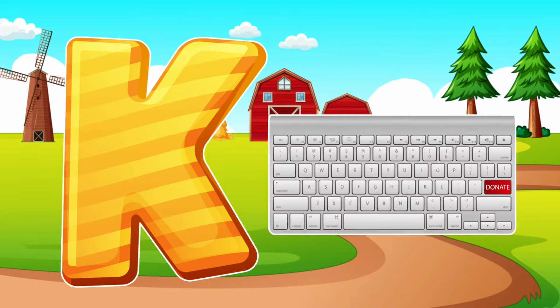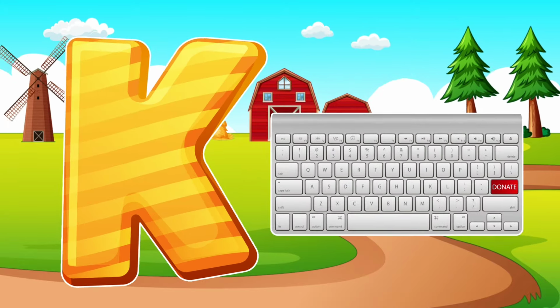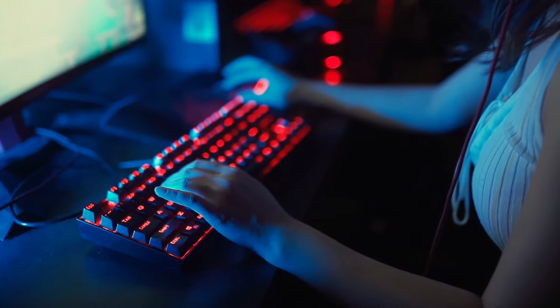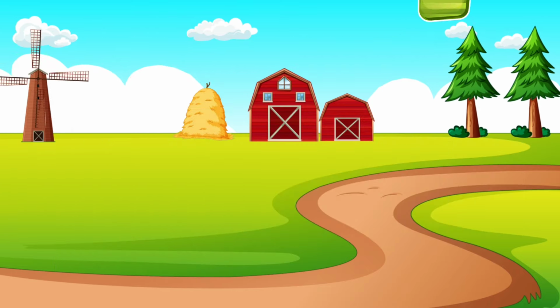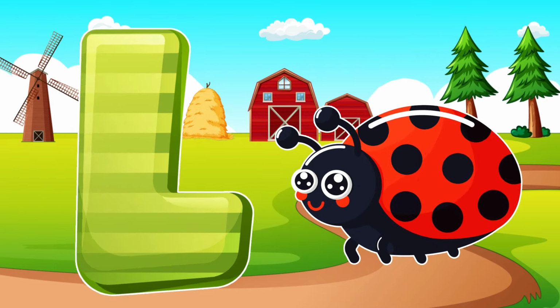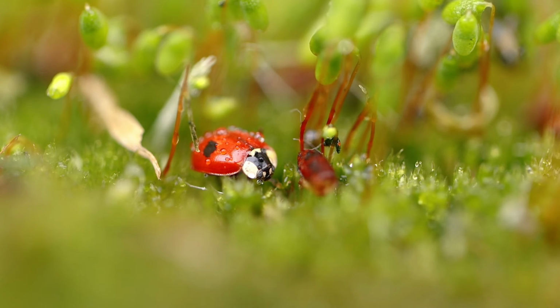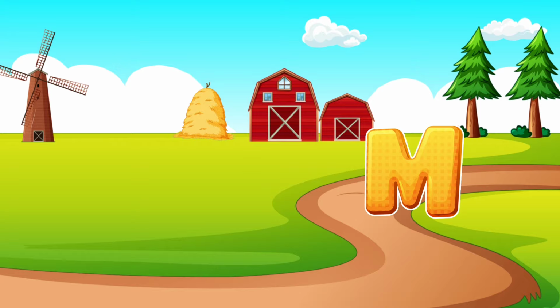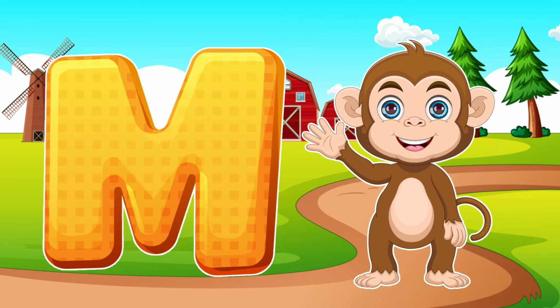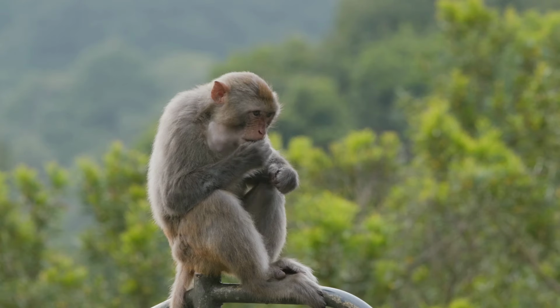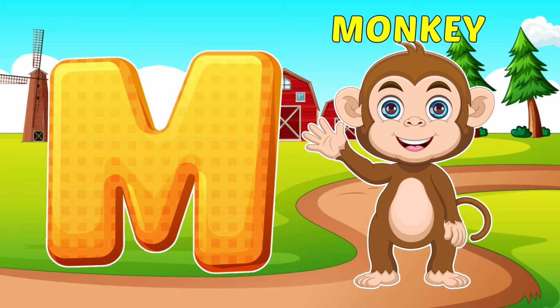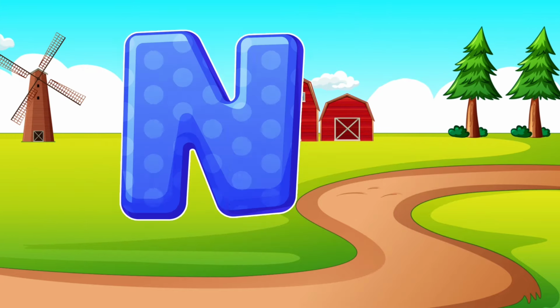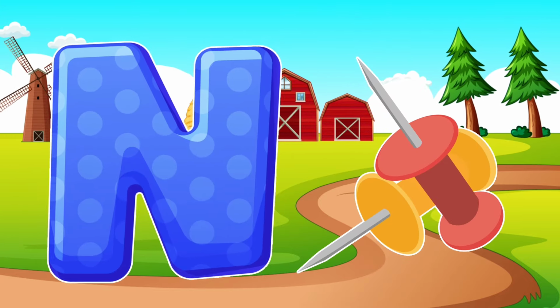K is for keyboard. L is for ladybug. M is for monkey. N is for needle.